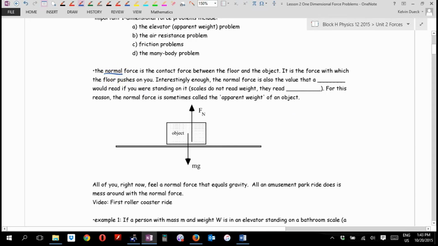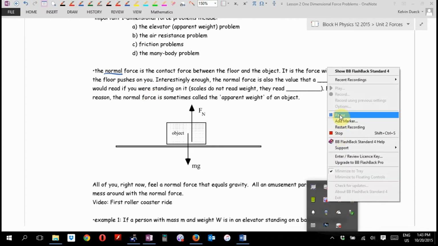The normal force is the contact force between the floor and the object.